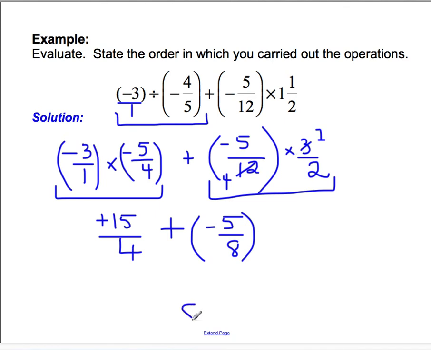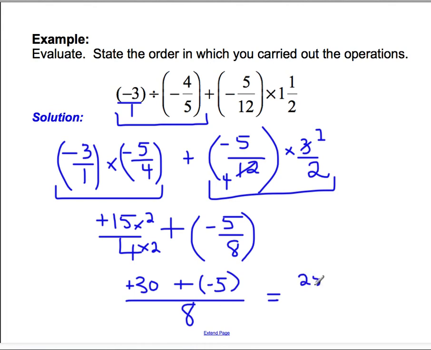Here I have an addition sign now, so I actually have to find my lowest common denominator. It's 8, so I multiply my first fraction by 2's. I get positive 30 plus, this one already has a denominator of 8, so it just stays as negative 5. I am going 30 to the right. I'm going 5 to the left, so I get 25 positive over 8.